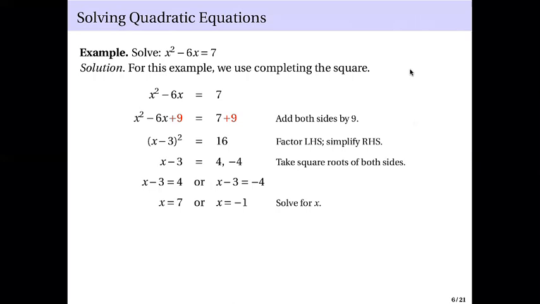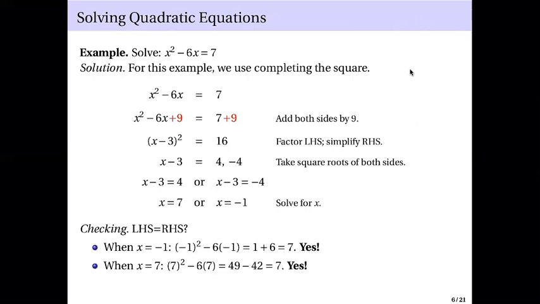So here, the next step is to verify that they are indeed solutions. So when x equals negative 1, we replace x with negative 1. So you will have negative 1 squared minus 6 times negative 1. And that's equal to 1 here. Then negative 6 times negative 1, that becomes plus 6. So 1 plus 6, and that is equal to 7. Indeed, x equals negative 1 is a solution.